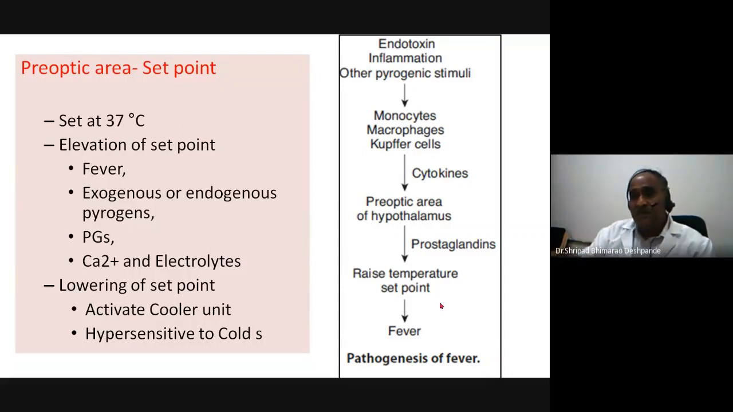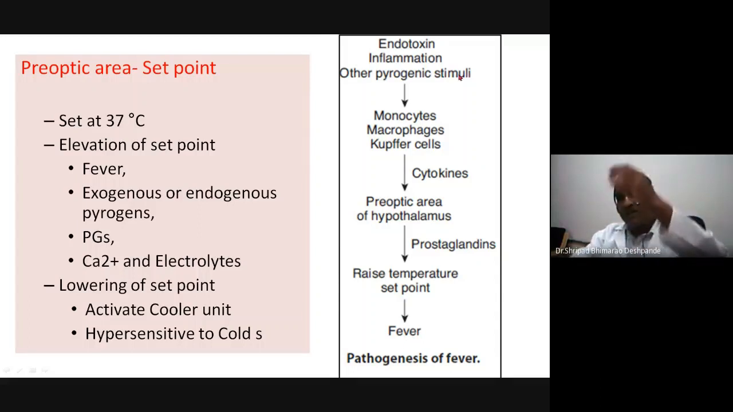What is this fever? Fever is a protective response. By increasing the body temperature, the body will try to kill these organisms which are producing it. They will try to reduce the activity. So it is a protective mechanism.